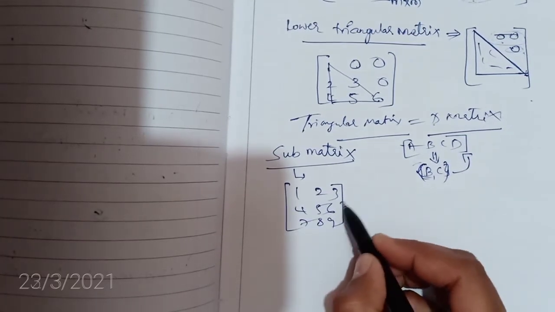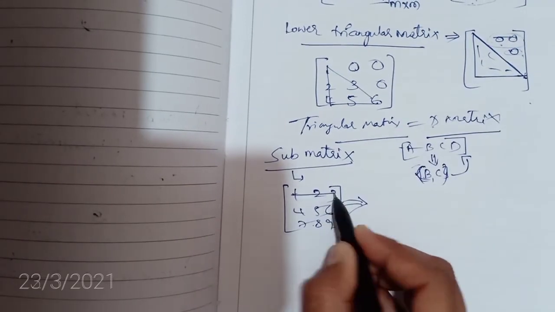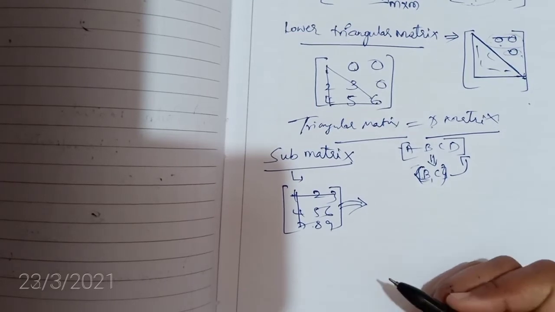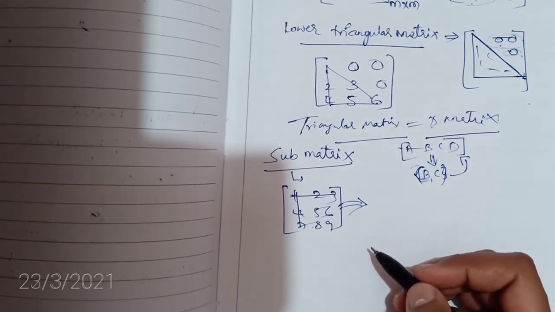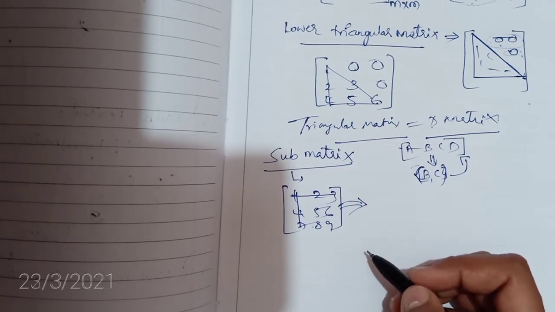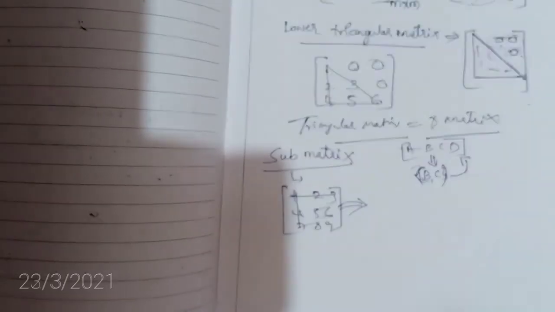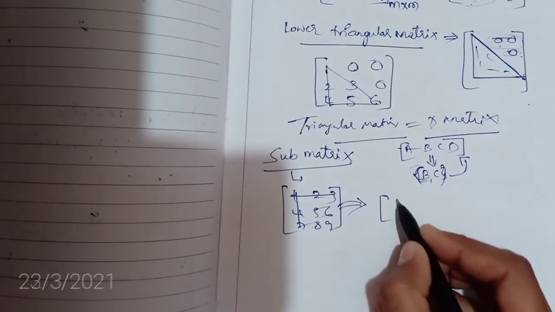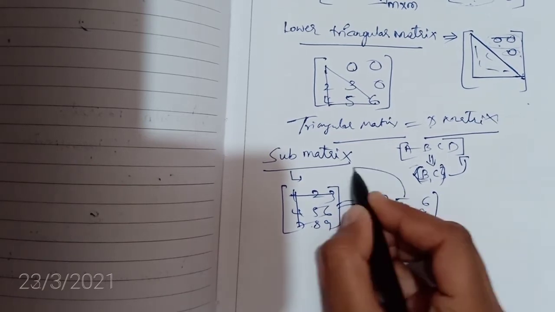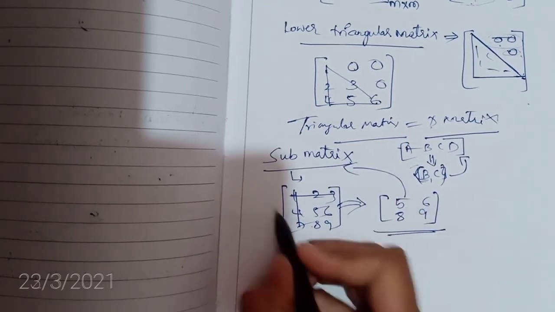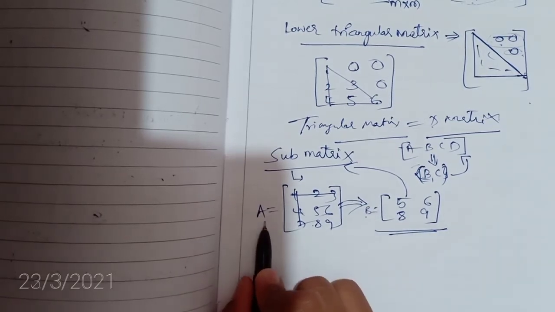Suppose I have here a matrix 1 2 3, 4 5 6, 7 8 9. If I get one matrix from this by eliminating one row and one column, okay, it is not a standard definition that you should eliminate only one. You can eliminate any number of columns and any number of rows, and you obtain another matrix. Suppose here I am obtaining 5 6, 8 9. So this becomes a submatrix of this matrix A. Okay, so B is the submatrix of A.